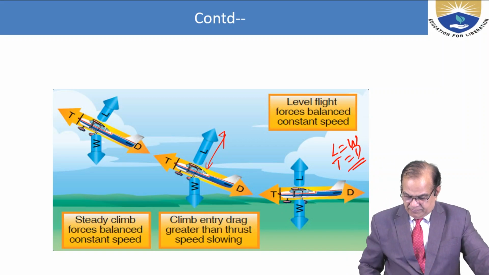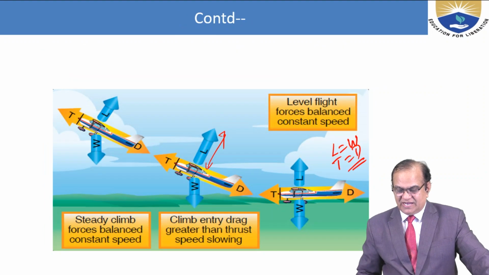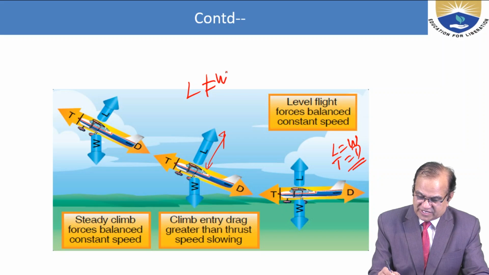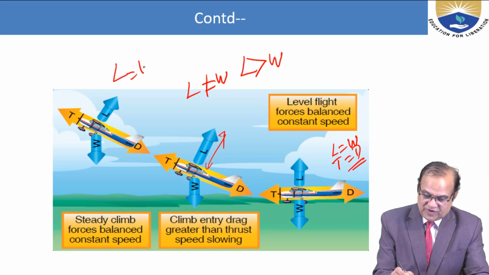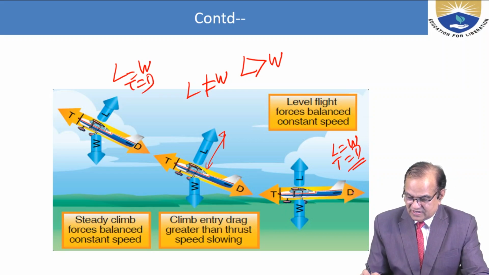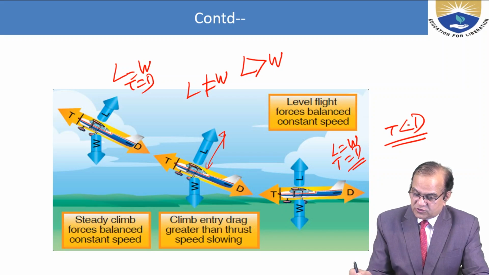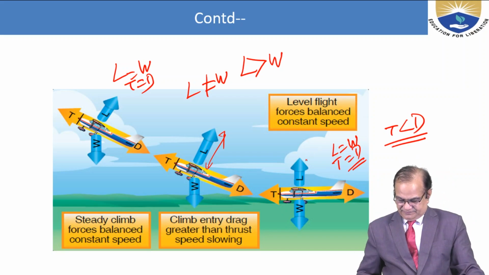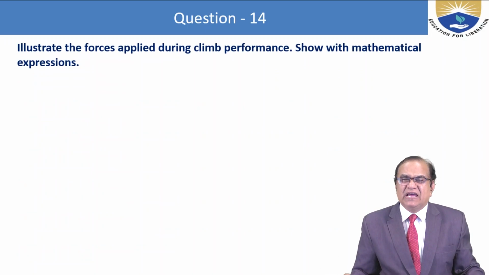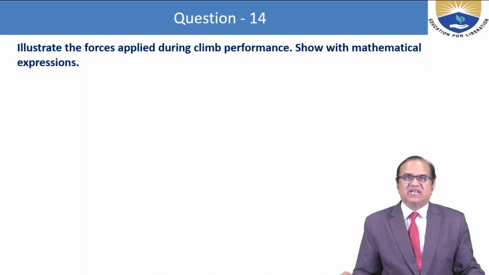So this is the previous three, and here the weight is balanced. Here lift is not equal to weight, but lift is greater than weight. Here lift is equal to weight, thrust is equal to drag. In this case, thrust is less than drag, so we need to generate extra thrust. Illustrate the forces applied during climb with the mathematical expression.